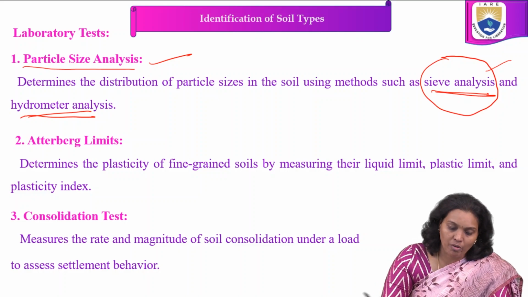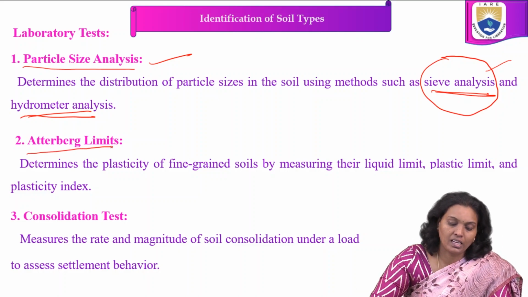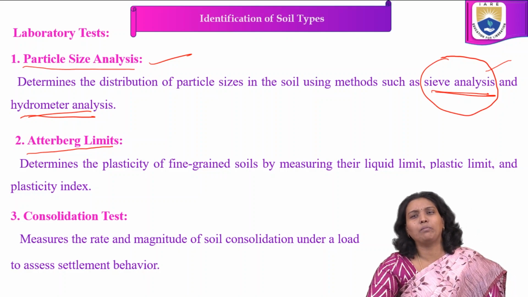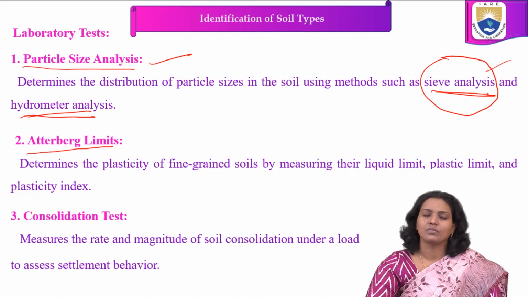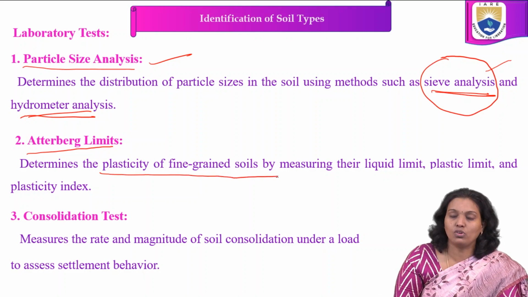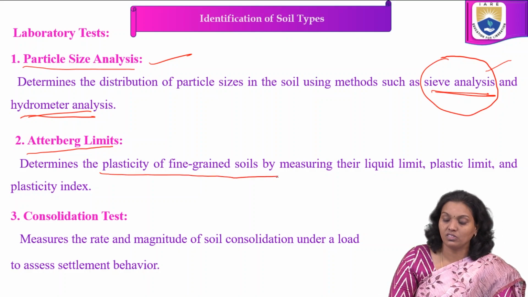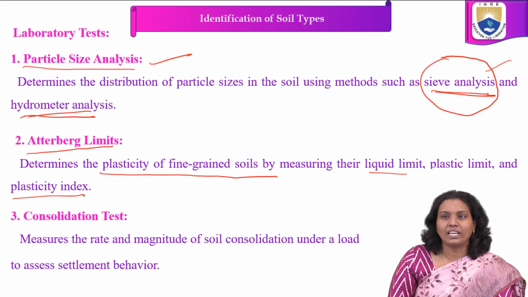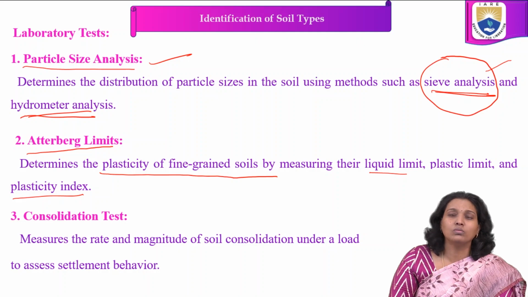Next one is Atterberg limits. Based on this, we are understanding the liquid limit, plastic limit, and plasticity index of the particular soil. So it determines the plasticity of fine-grained soils by measuring their liquid limit, plastic limit, and plasticity index. So that gives us which type of material it is and how it reacts when it is moist.